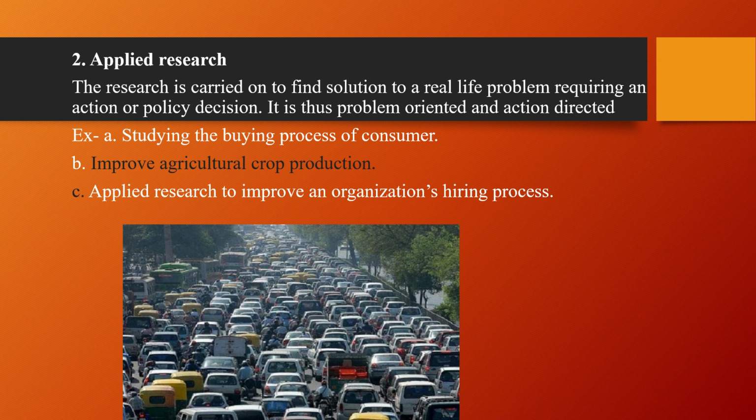Now, the second example is how do we improve agricultural crop production? First year, how was agricultural crop production? Second year, how can we improve the same and get a better yield? Third example is when it comes to an organization, how can we make a very appropriate hiring process? It means putting the right individual in the right place at the right task or the right job. That is basically applied research.